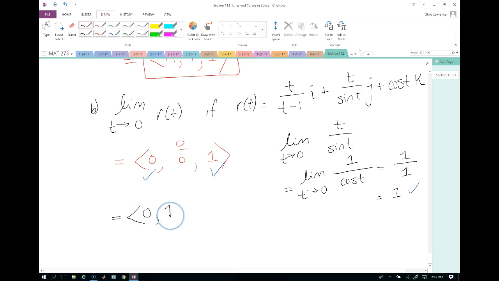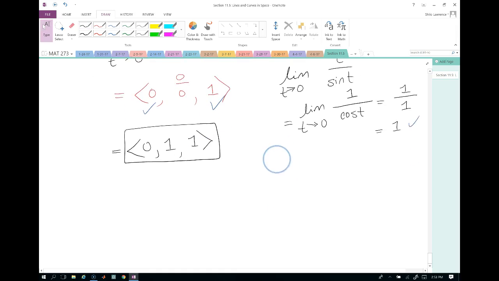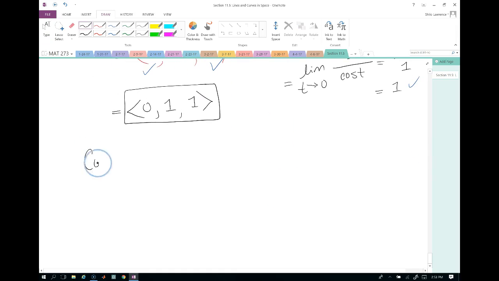So we've got 0, 1, 1. Where this links into continuity, first let me remind you exactly what continuity is. Just a geometric or graphical description: anytime you can draw an entire curve from start to finish without lifting your pencil, you're dealing with a continuous function.